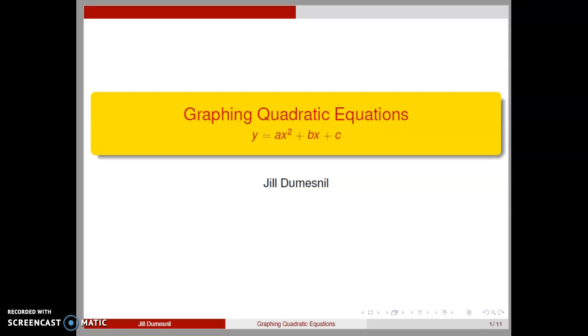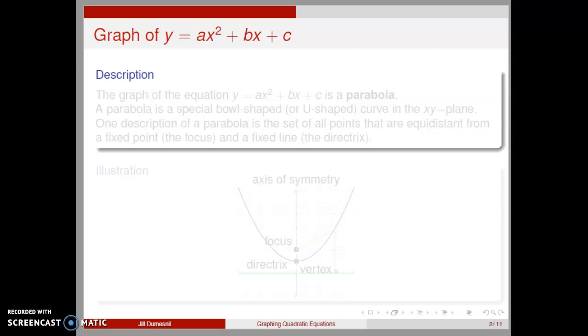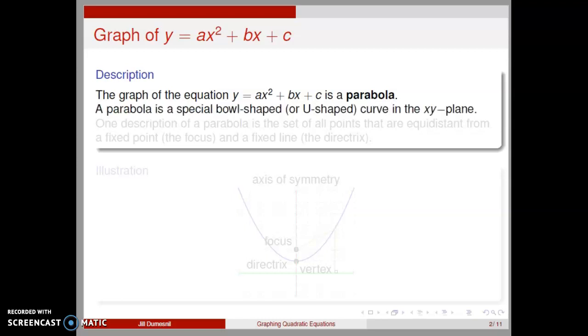In this video, we will discuss graphing quadratic equations. Let's first give a general description of the graph of y equals ax squared plus bx plus c. The graph of a quadratic equation is a parabola. A parabola is a special bowl-shaped or U-shaped curve in the xy plane.